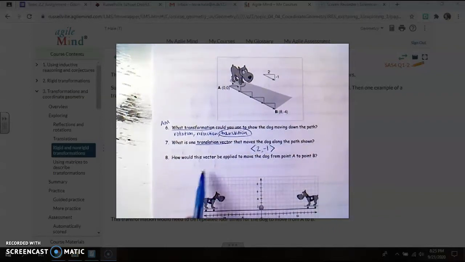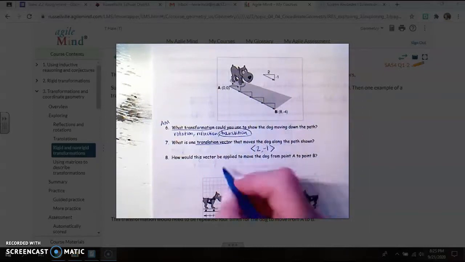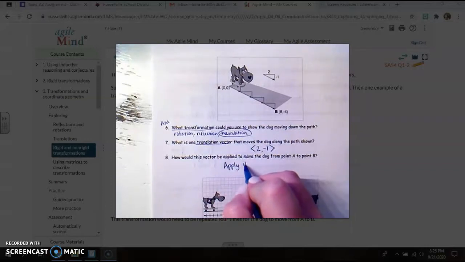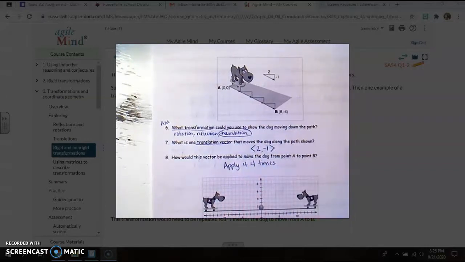Now it said, how would this vector be applied to move the dog from point A to point B? Well, we would have to apply that same vector 4 times in order to get it all the way from A to B. So we would have to go right 2, down 1, 4 times to get it from the beginning point to the ending point.